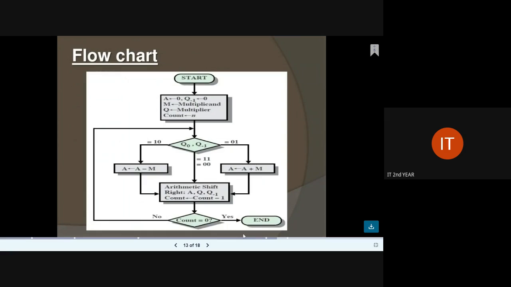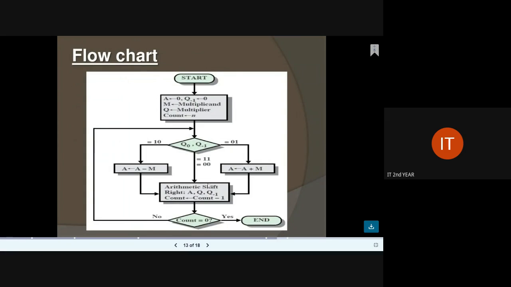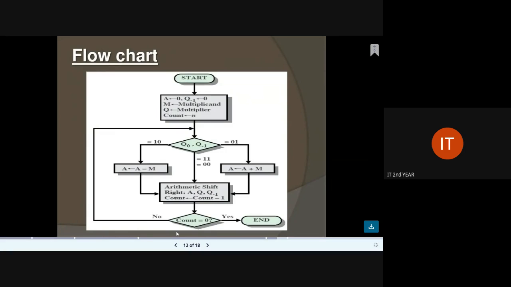Suppose the Q naught, Q minus 1 value is 11 or 00, again we shift the register to the right side. So A, Q and Q minus 1 will be shifted right, and the counter value will be decremented. Again the loop will keep going on until it reaches the end of the product.